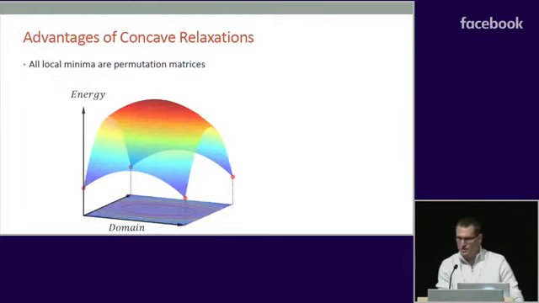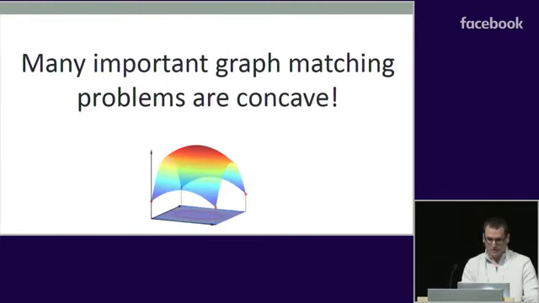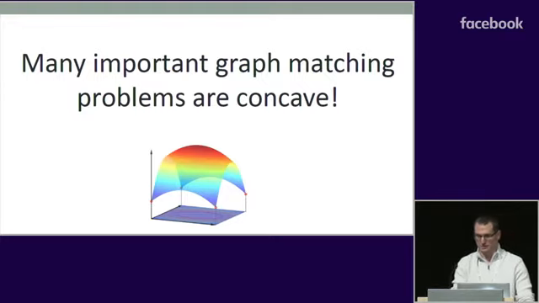Showing a relaxation is concave is significant since it implies that all local minima are permutation matrices. It also implies that the solution set of the relaxation and the original problem are exactly the same, and this is something we want from our relaxation. So the main contribution of our work is showing that many important graph matching problems are concave, and this includes matching problems in which the affinities represent Euclidean distances as well as geodesic distances on surfaces.